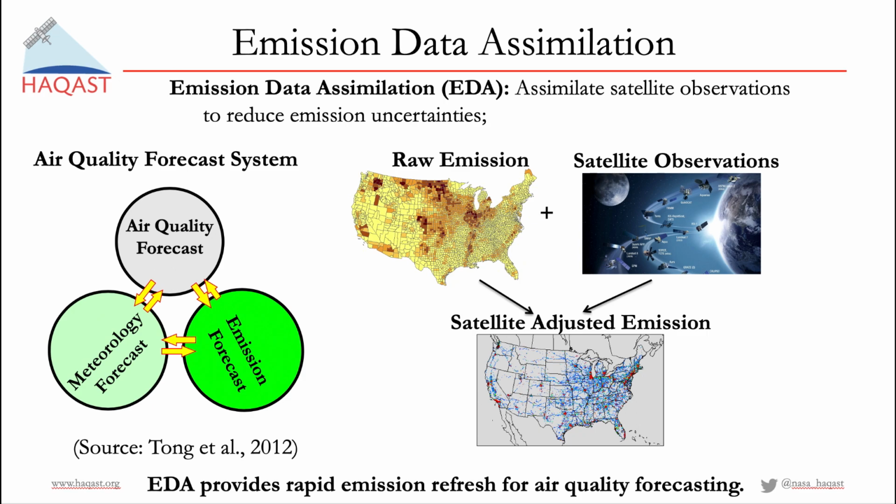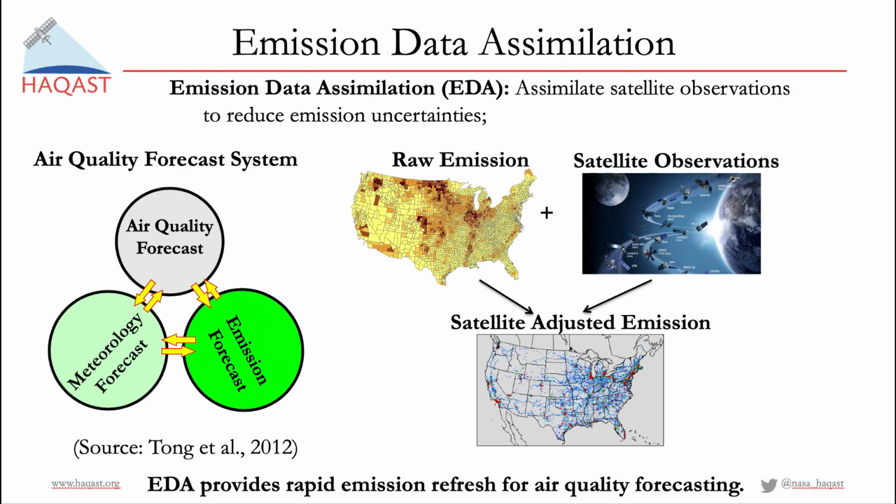An air quality forecasting system is like a human working on two legs. One leg is meteorology, the other one is emission. The air quality model can take meteorology and emission as input to generate air pollution concentrations. In this project, we focus on using satellite data to improve the emissions input. We have developed a new technique called the emission data assimilation that simulates a suite of satellite observations to reduce uncertainties in the emission dataset.